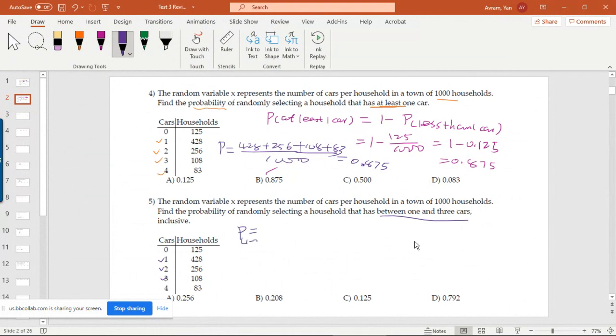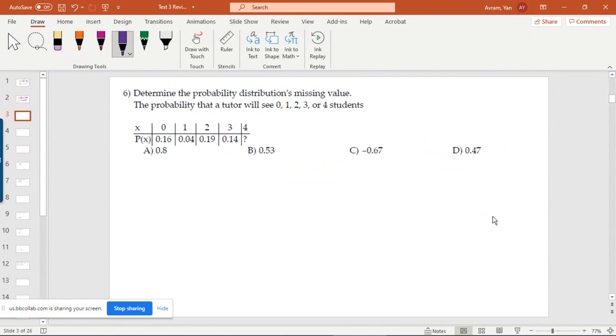So the probability of between 1 to 3 is 428 plus 256 and then plus 108, divided by 1,000. Because it is telling you 1,000 here. If it didn't tell you 1,000, you would have to add all of this together to get a total in here. So this will be D, 0.972. All right, so that is the discrete probability in this case.